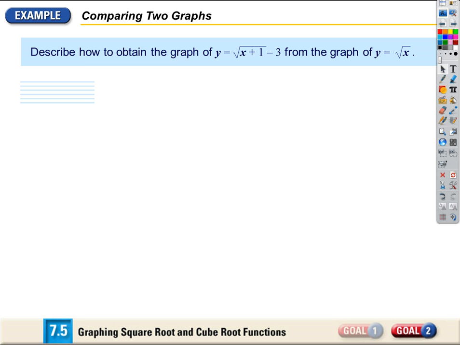So what if we want to do one like this? Let's try this guy. So if we want to sketch y equals the square root of x plus 1, minus 3. Okay?